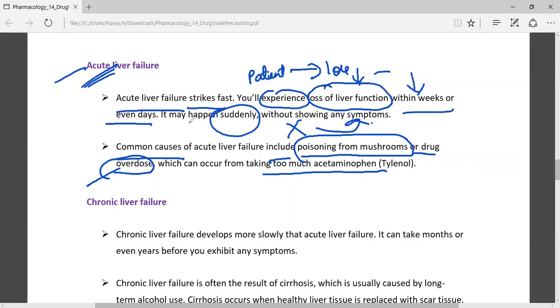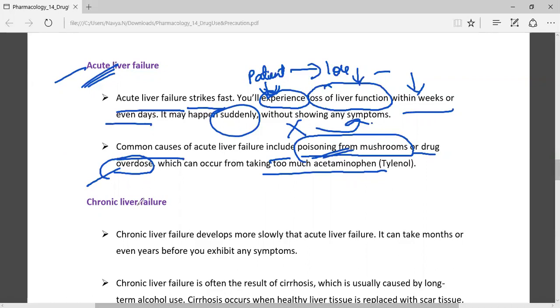Again, I will just revise it. Acute liver failure is very fast. The patient may experience loss of liver function soon, within a week or within a day, or suddenly, without showing any symptoms. The common causes may include poisoning from mushrooms or drug overdosage.